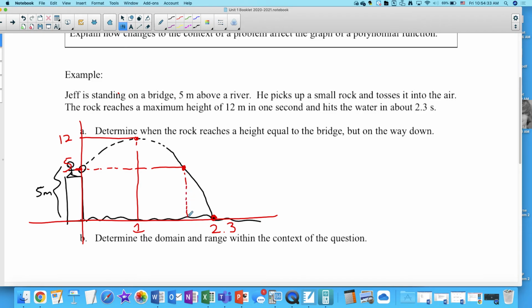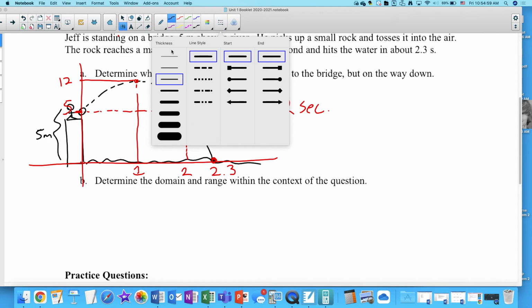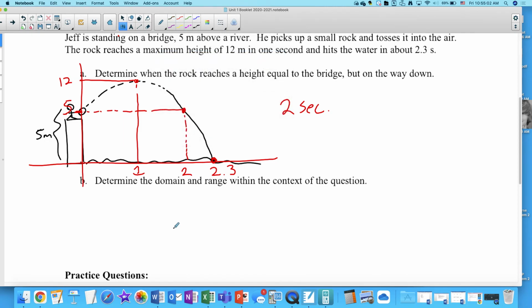Okay? And then determine the domain and range within the context of the question. Okay, what is the minimum height? Or let's start with domain rather. What's the minimum time? 0, right. And our x value, or our independent value, I should say, is time. What's the maximum time? 2.3. So we have this double inequality going. It's going to look like that.